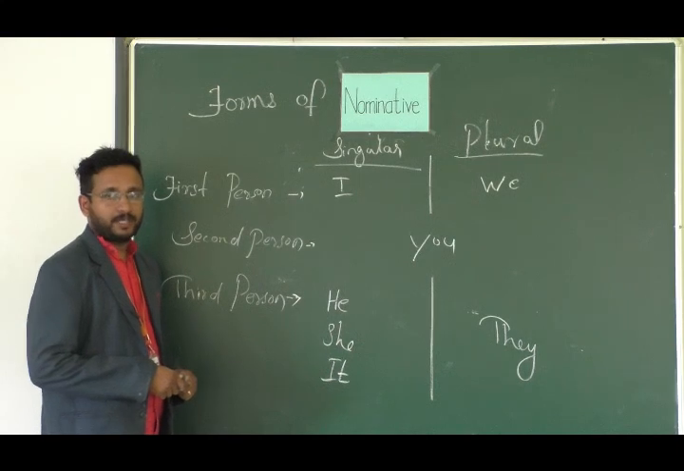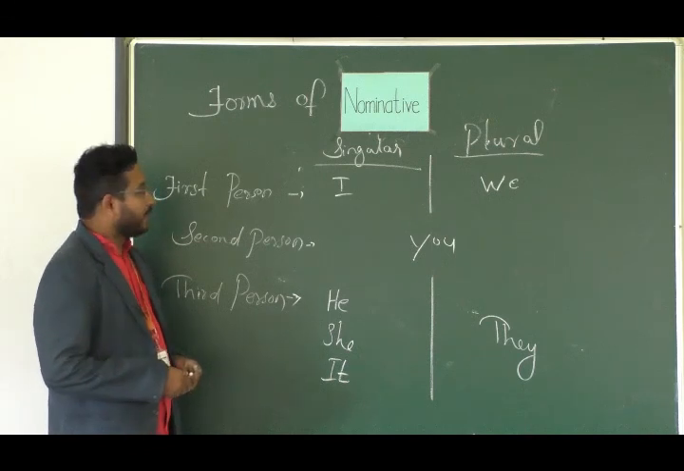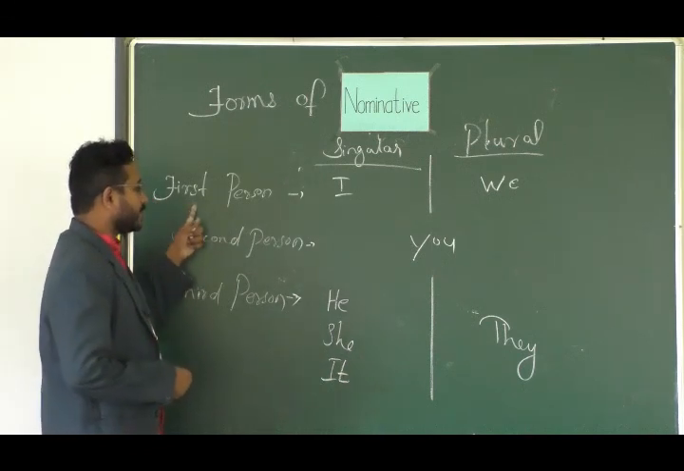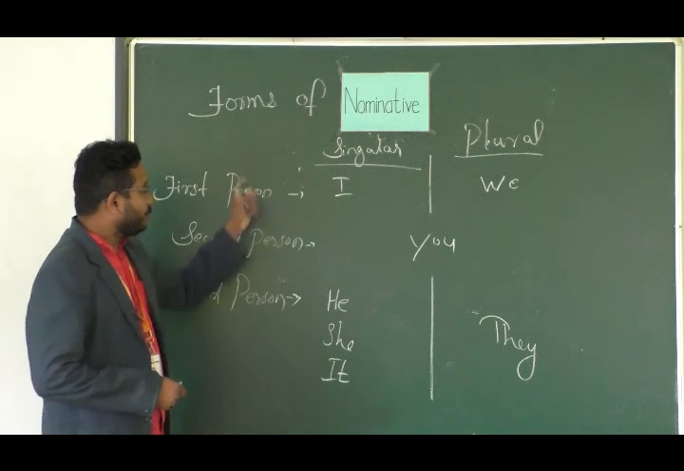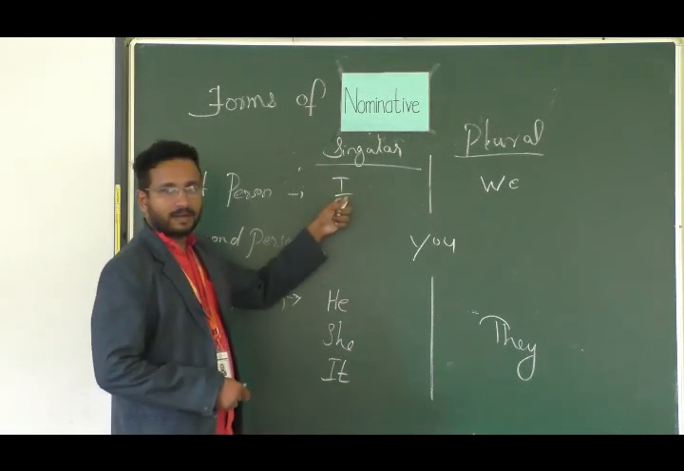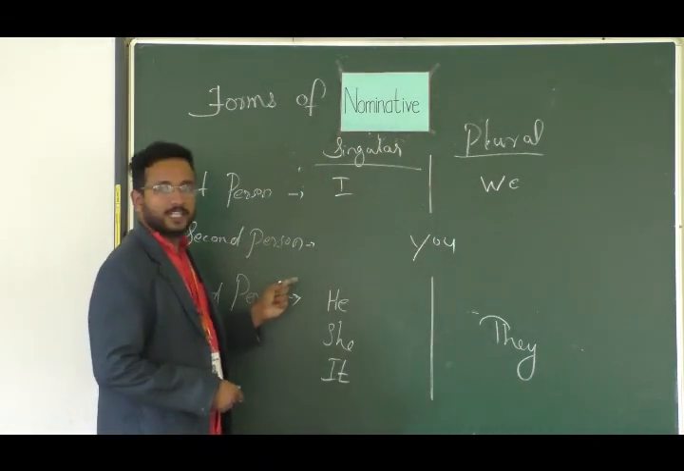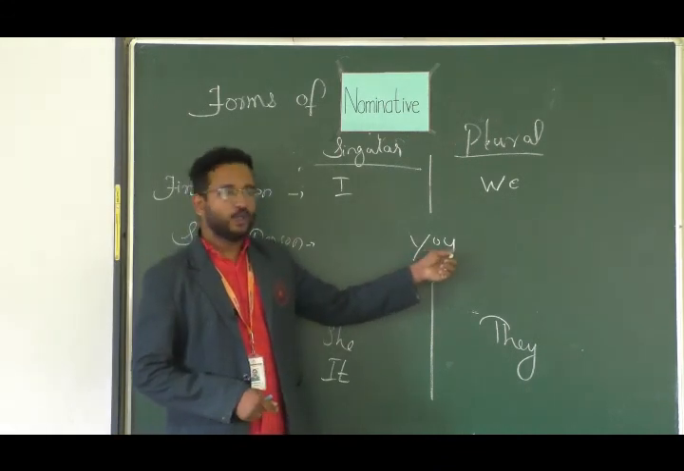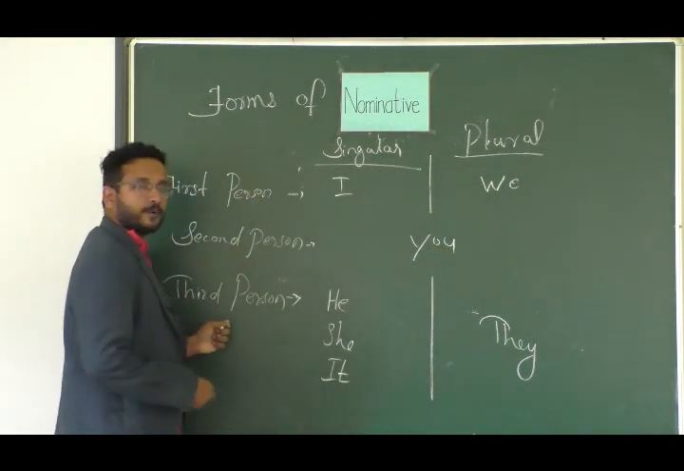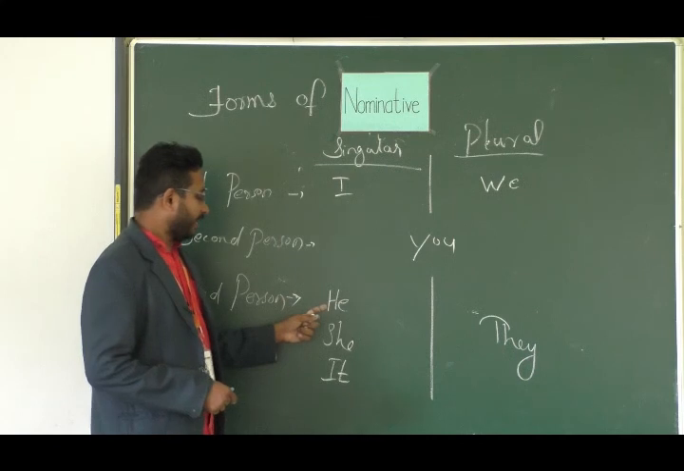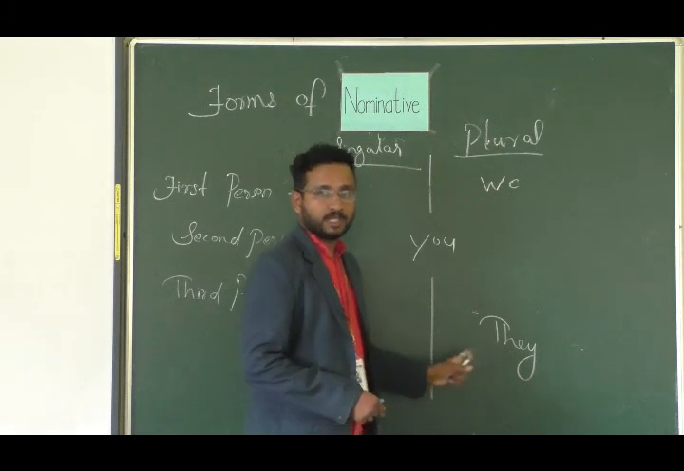Dear students, now let's go with the nominative cases. Nominative cases: first person, second person, third person. So, first person, singular, I, and its plural, we. Second person, singular and plural, it's you. For both singular and plural, it's you. Third person, singular, he, she, it, and their plural is they.